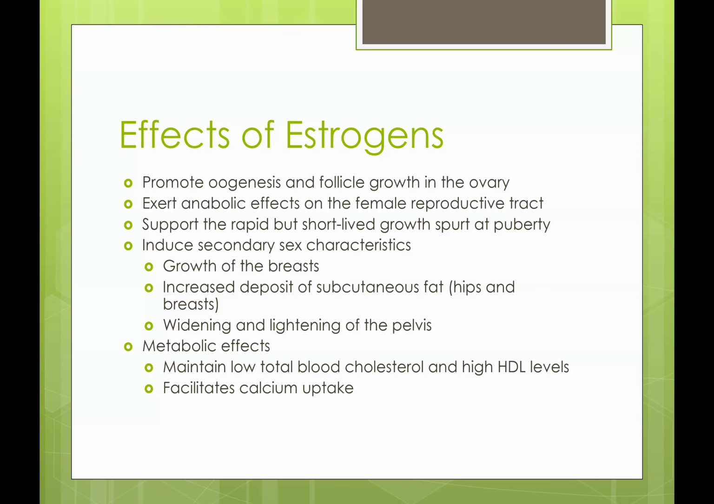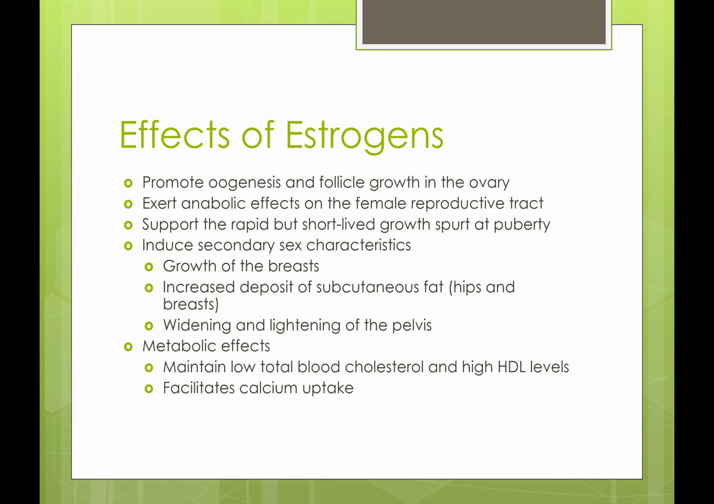So what are some of the effects of estrogen? We talked about most of them, but let's talk about it in its entirety. It's going to help promote oogenesis and follicle growth in the ovary. It'll exert anabolic effects on the female reproductive tract. It'll support the rapid but short-lived growth spurt at puberty and induce secondary sex characteristics. So the growth of breasts during puberty.